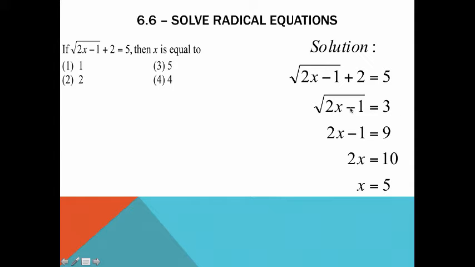Now to get rid of the square root, you're going to square both sides. If I square 3, I get 9. If I square the square root of 2x minus 1, I just have 2x minus 1. At this point, you should add 1 to get the 2x by itself, turning the 9 into a 10, and then we'll divide by 2 on both sides to get x by itself, so x equals 5. Therefore, the correct answer should have been choice 3, or C.